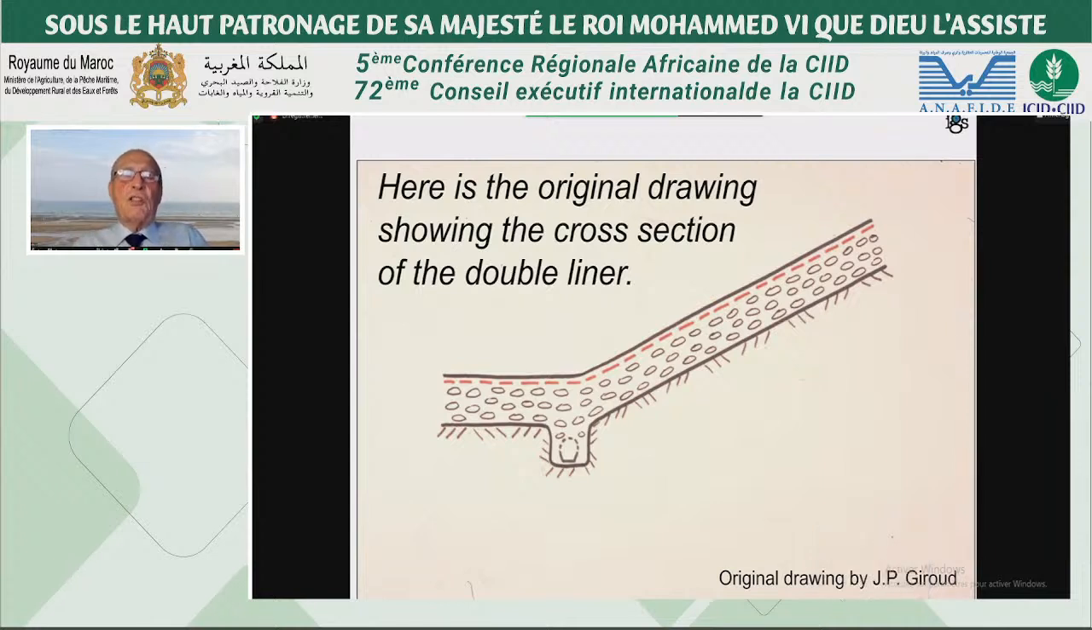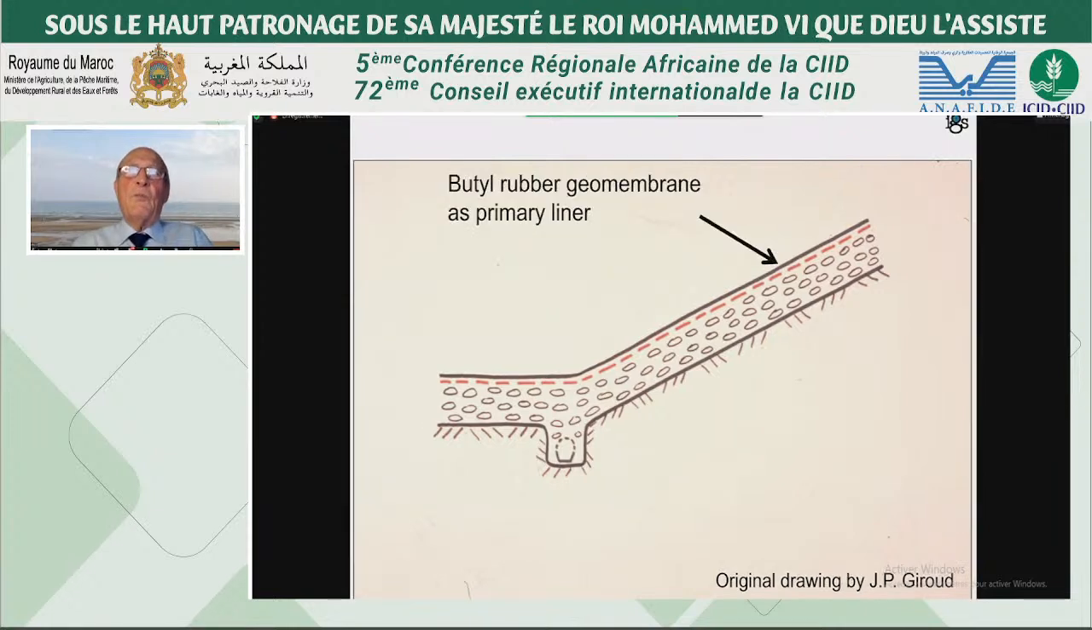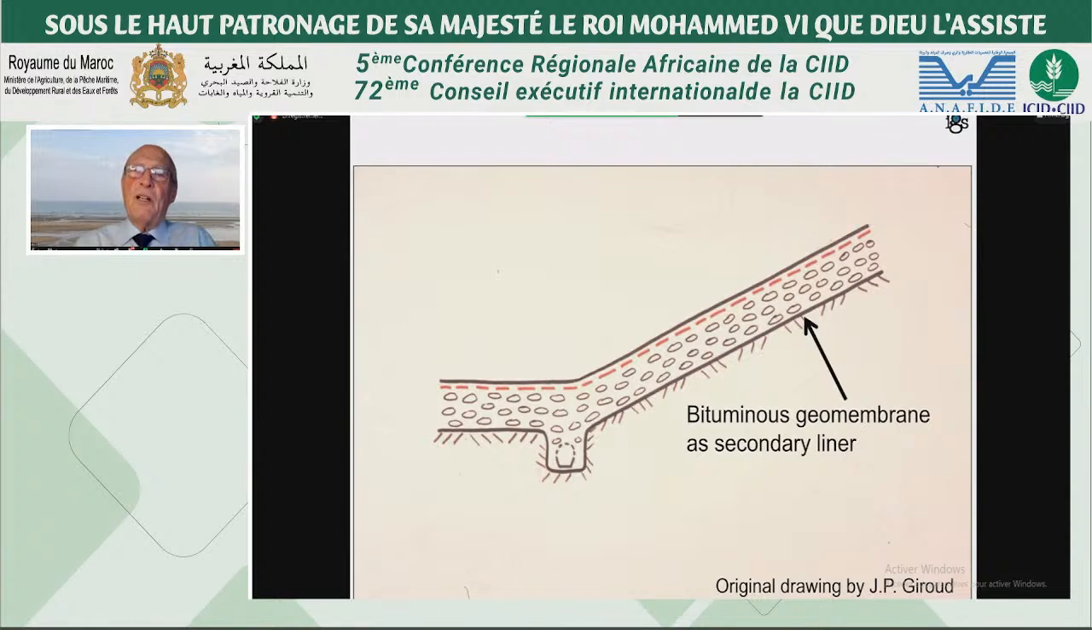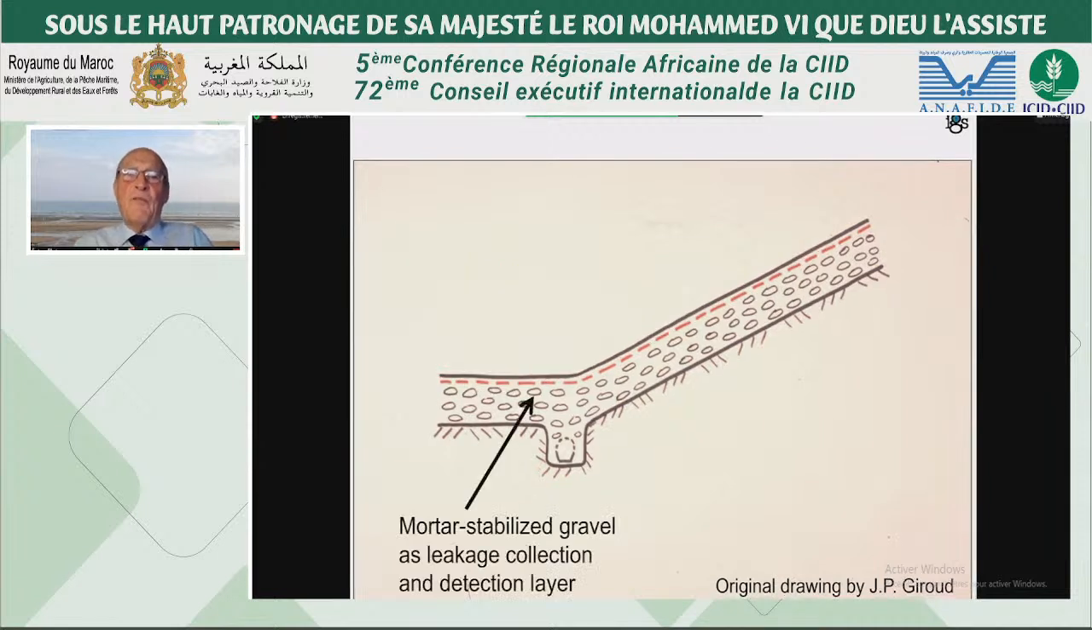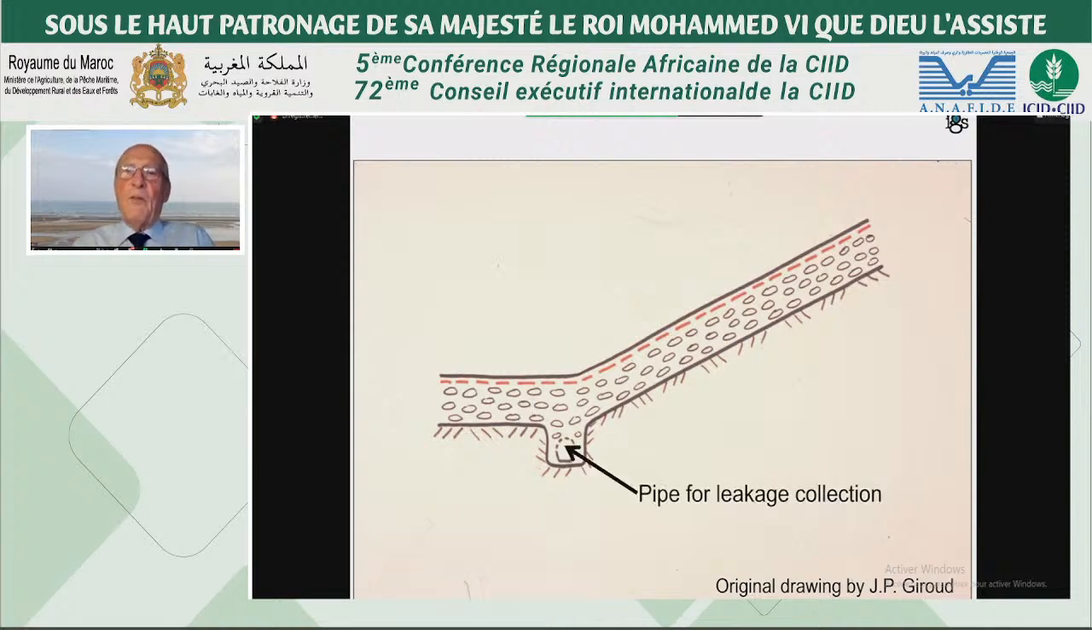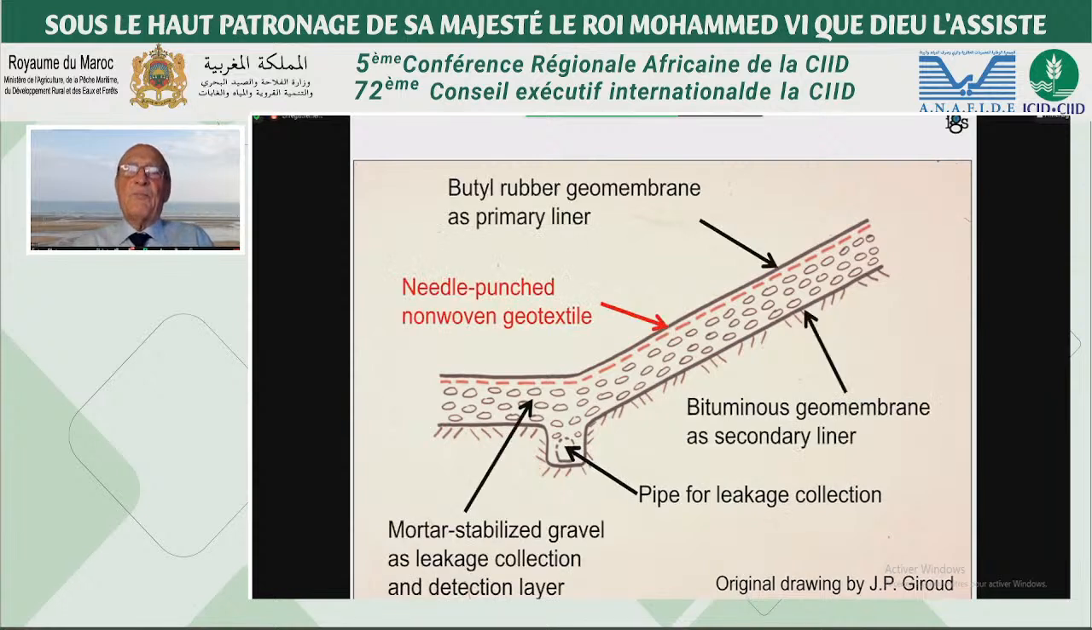Showing the cross-section of the double liner. We see the primary liner, which is a butyl rubber geomembrane, bituminous geomembrane as the secondary liner, a needle punch non-woven geotextile cushion to protect the primary liner from the gravel stabilized with mortar used as leakage collection and detection system. And finally, we have a pipe for leakage collection.